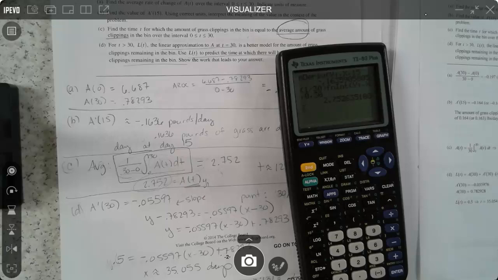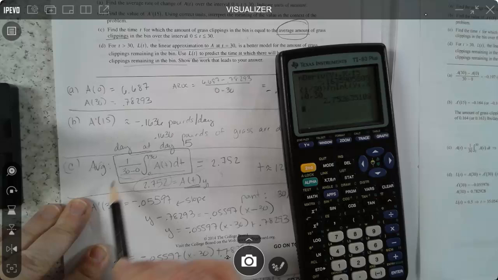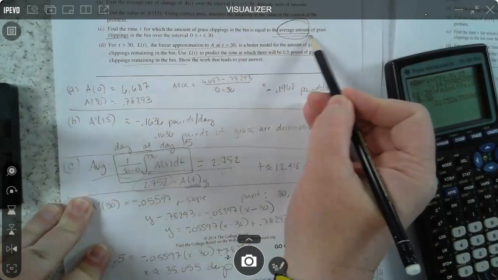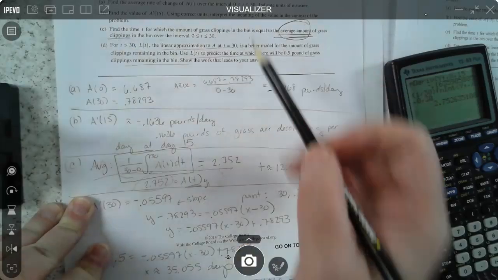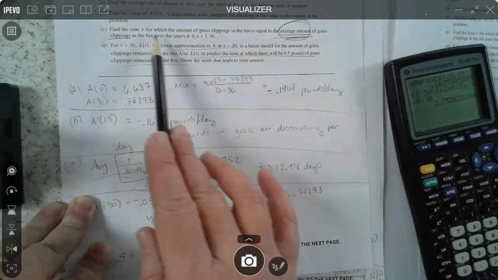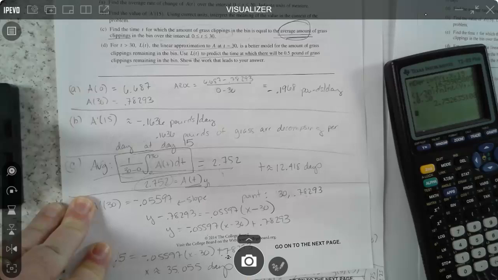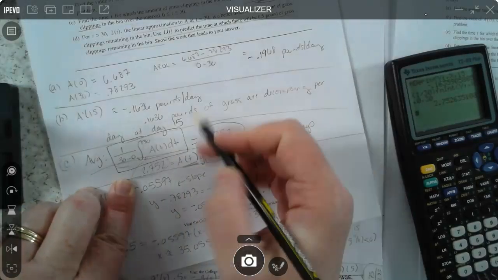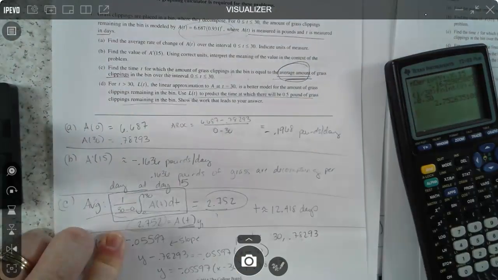These are 2 different equations. This is what this equals. And then it asked me, when is the average amount equal to the amount of grass clippings actually in the account? So then I took this and I set it equal to that original equation.